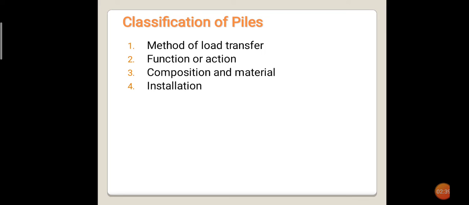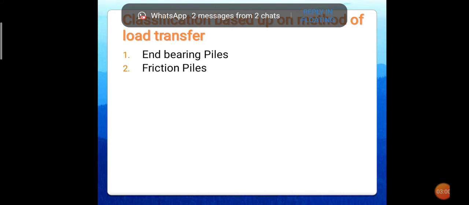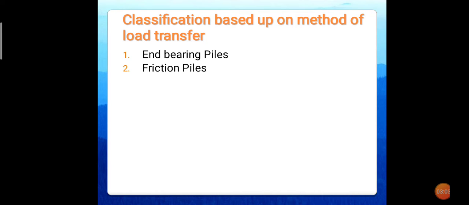This pile foundation is again classified based upon the method of load transfer, then function or action, then composition and material, and finally installation. So these are the classifications of pile foundation. Next, classification of pile foundation based upon method of load transfer. In this we have two types, that is end bearing piles and friction piles.